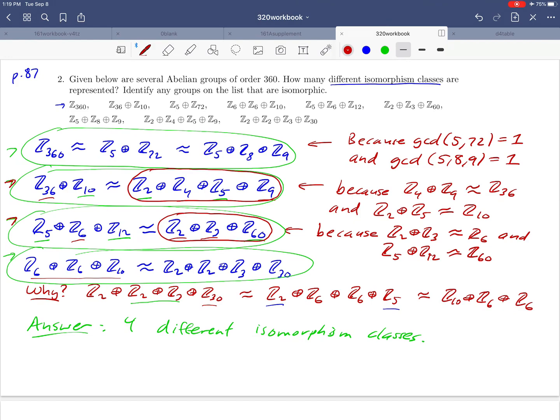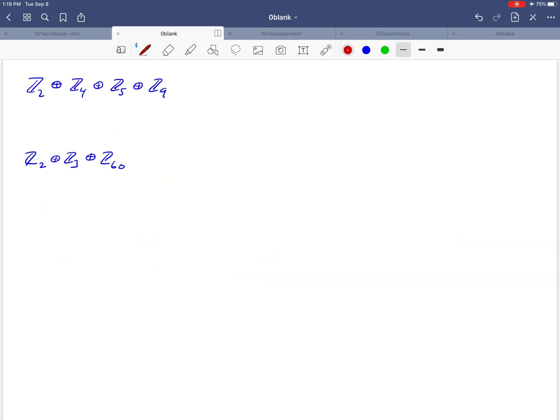I'm going to change pages on you here and go to a blank page. You'll notice that I've just recopied those 2 groups that we circled. We're going to try to think about why those groups are really different. And the main tool that we have that would allow us to make that determination is to go back to theorem 11.1, the fundamental theorem of finite abelian groups.